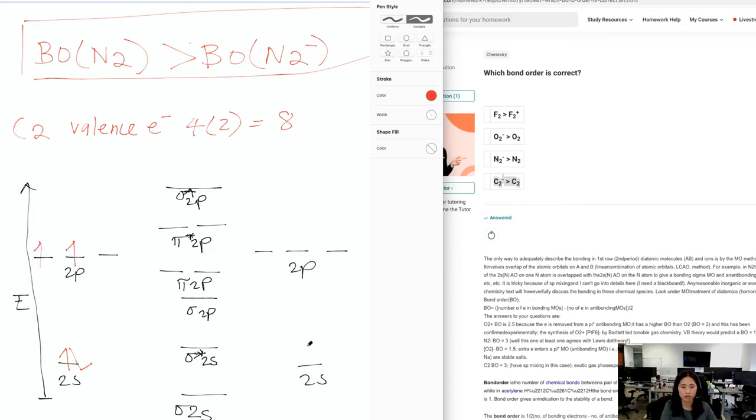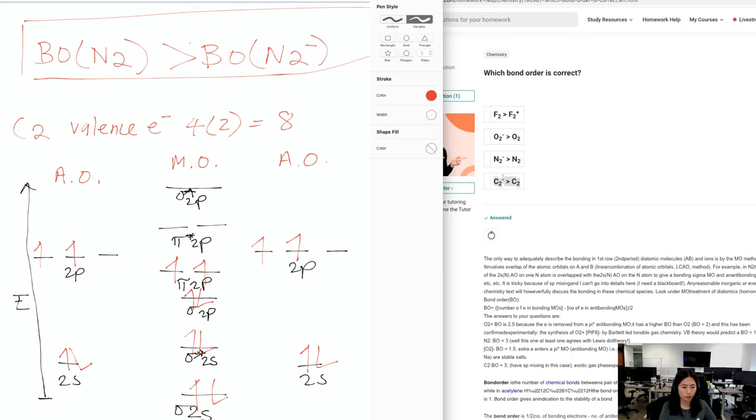Okay, same thing. Again, this is atomic orbital. This is molecular orbital, and then you have atomic orbital. 2s2, then you have 2p2. And because you have 8 valence electrons, you need to fill your entire molecular orbital diagram with 8 electrons. So 1, 2, 3, 4, 5, 6, 7, 8, and then you stop there.